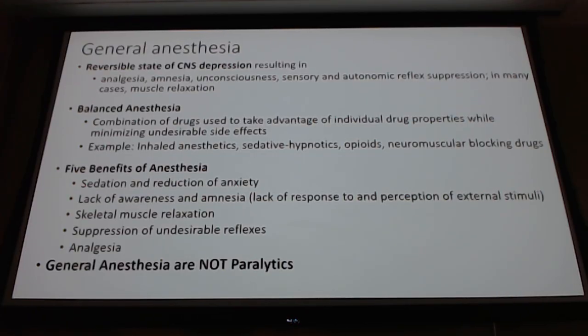Five benefits of anesthesia, again, kind of the same thing. Okay, but just remember, general anesthetics are not paralytics. They have their own class. So succinylcholine, vecuronium, rocuronium, all of those are paralytics. Okay, so we give the induction anesthetic first, propofol, ketamine, etomidate, and then once they're adequately sedated, then we give a paralytic if we need to.